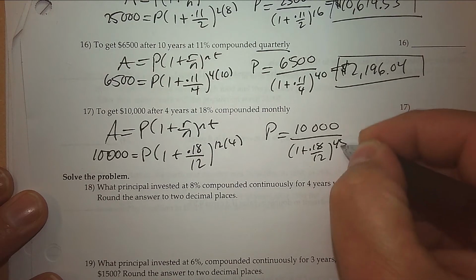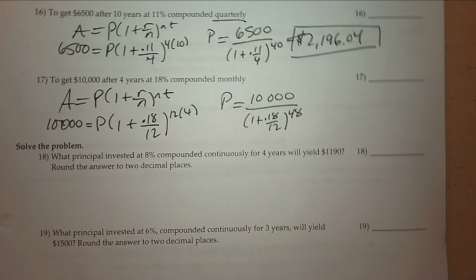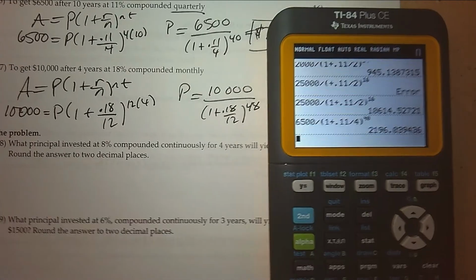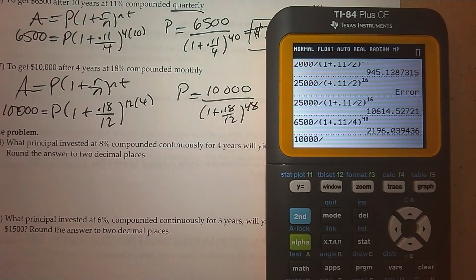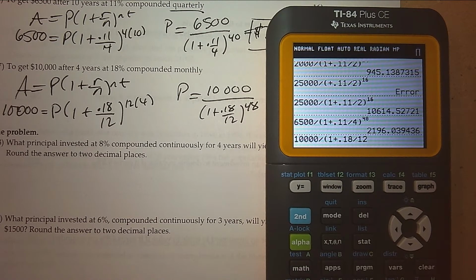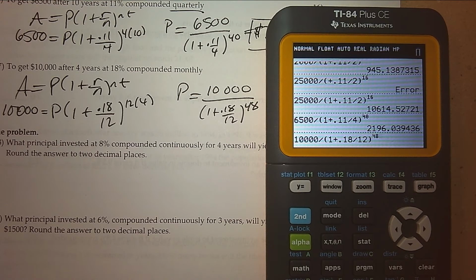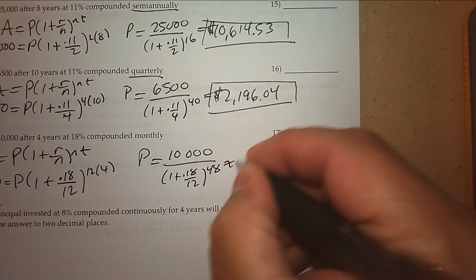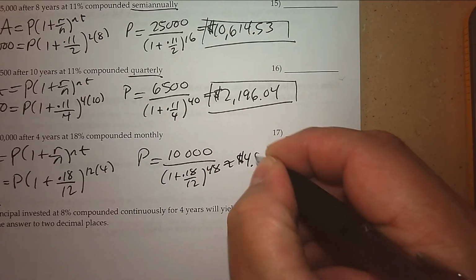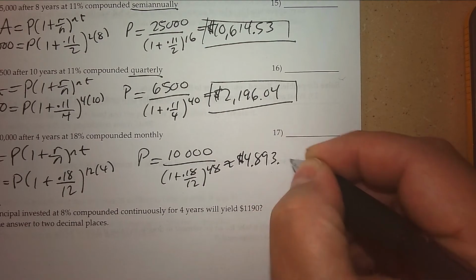12 times 4 is 48, just to make it a little bit easier to type in. So we have 10,000 divided by 1 plus 0.18 divided by 12 to the exponent 48. So we started with $4,893.62.